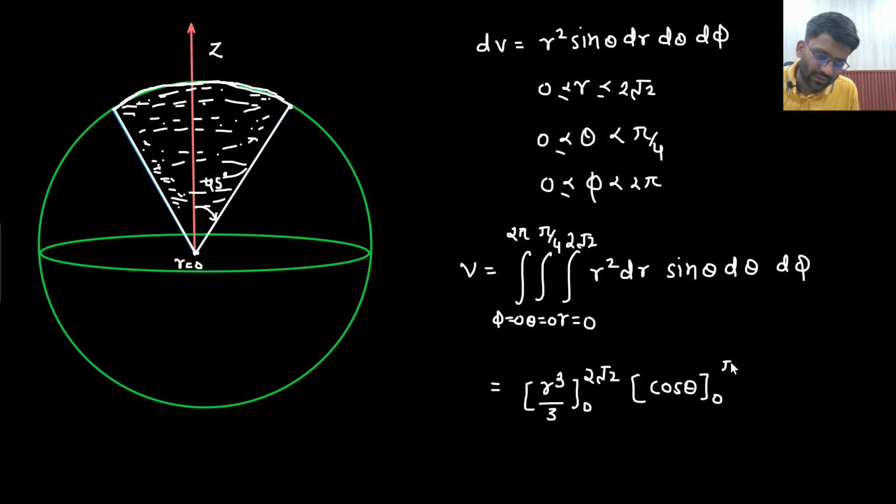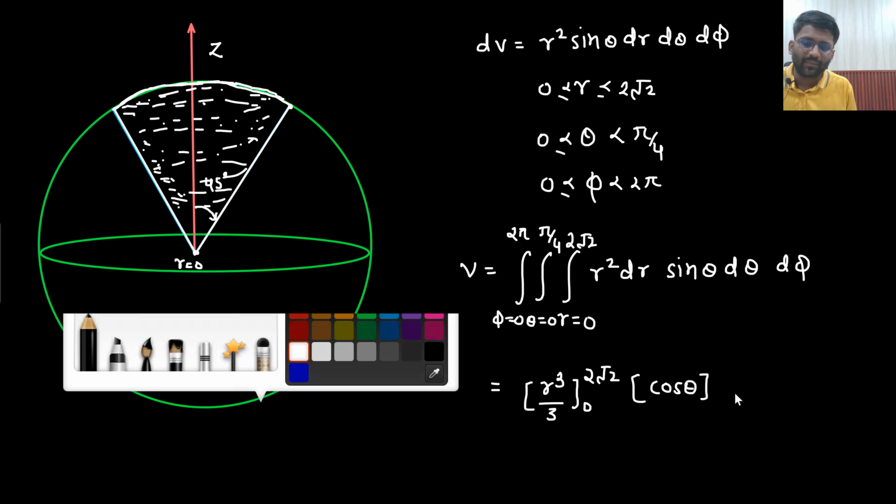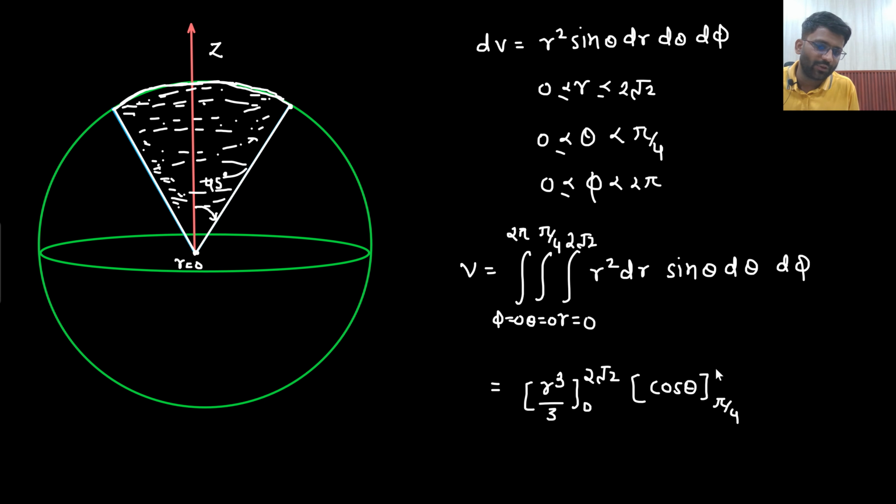Then integration of sin theta will be minus cos theta, and the limit is going from 0 to pi by 4. So I will put the limit pi by 4 to 0. Why am I putting pi by 4 to 0? Because I am eating up the negative sign. When I eat up the negative sign, the limit will be interchanged. And d phi: integration of d phi will be phi only, with limit going from 0 to 2 pi. So here I will be left with 2 pi only.